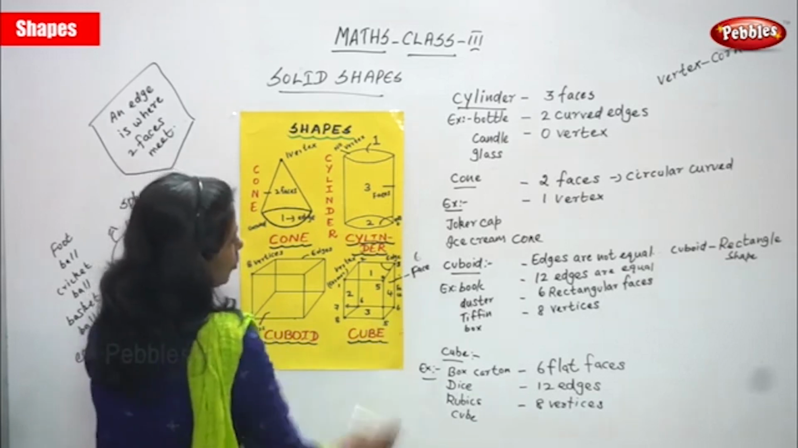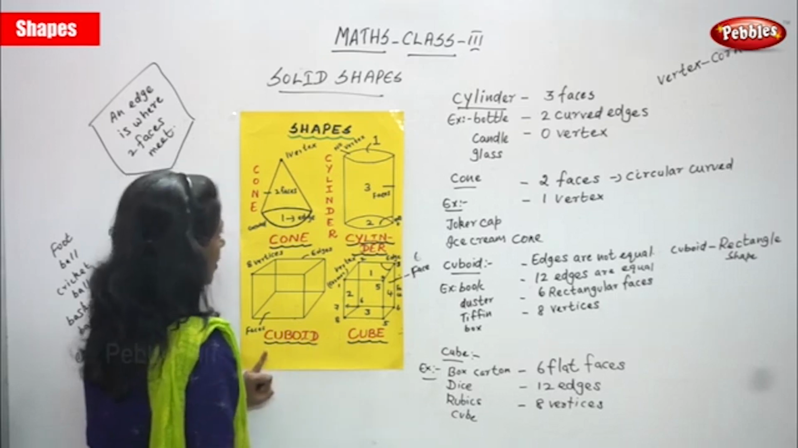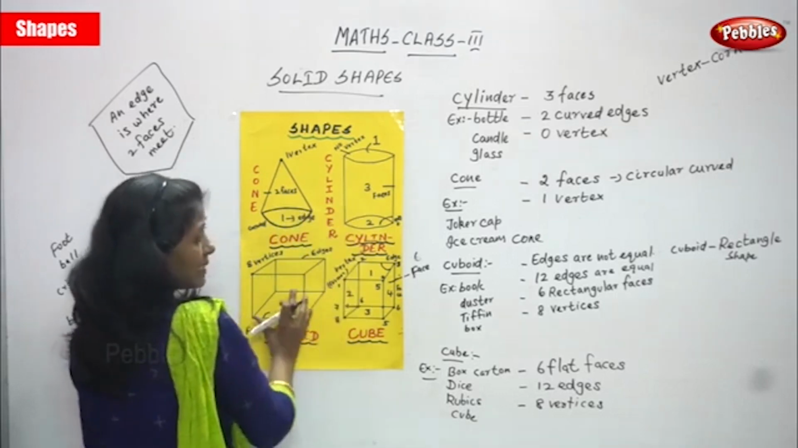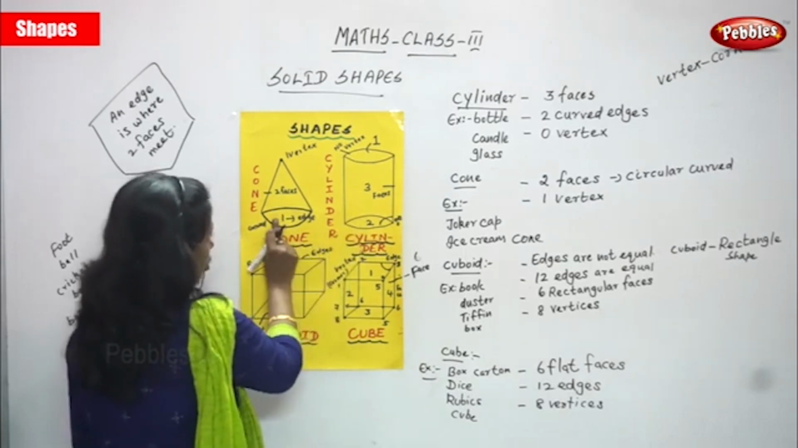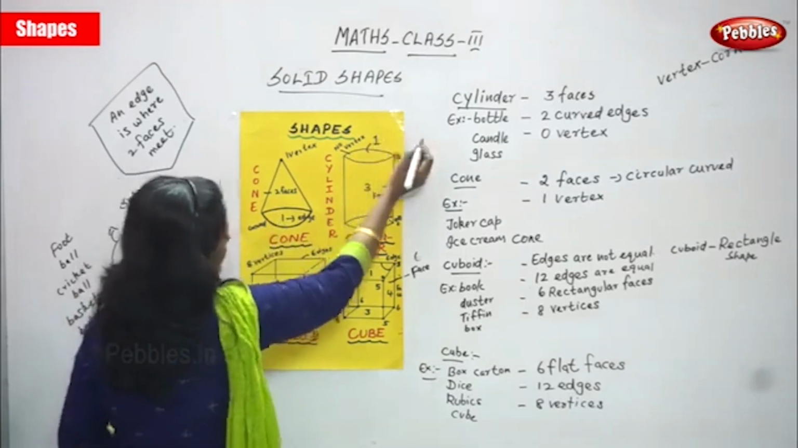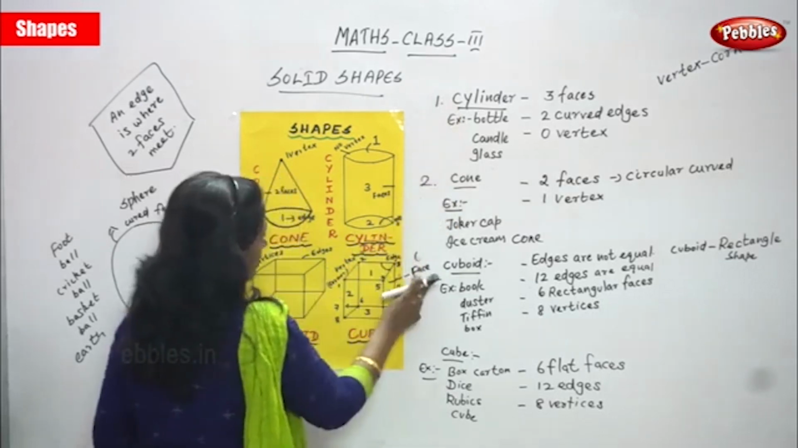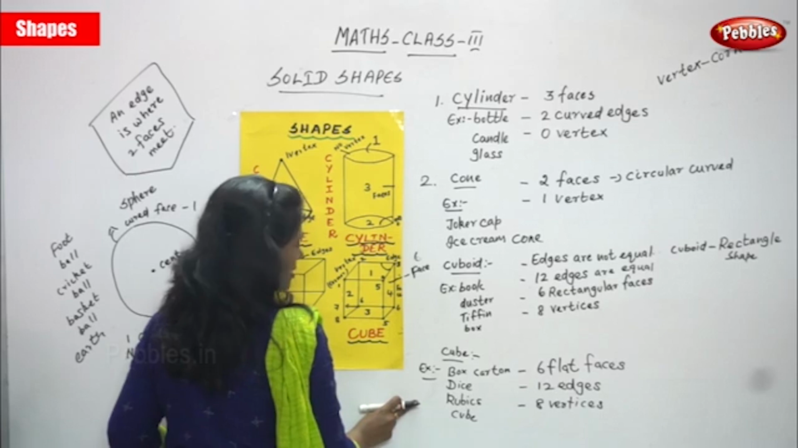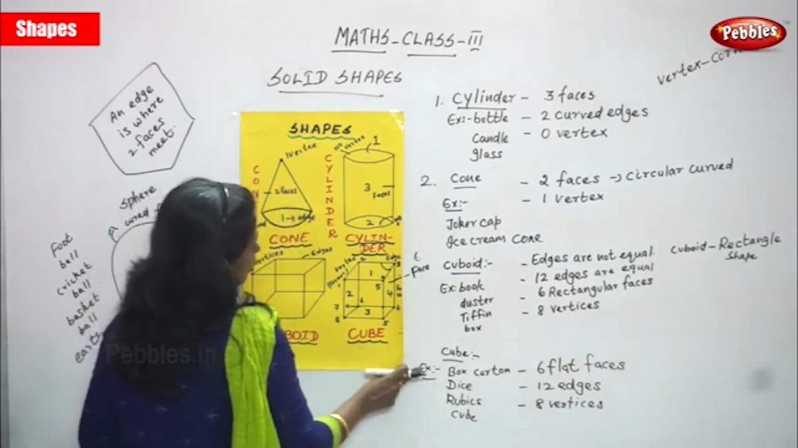And third one is cuboid. Look at this. This is called a cube and this is a cuboid. So we have seen some little difficult shapes. First one is cylinder. Second one is cone. Third one is cuboid, and fourth one is cube. First we are going to see cuboid.